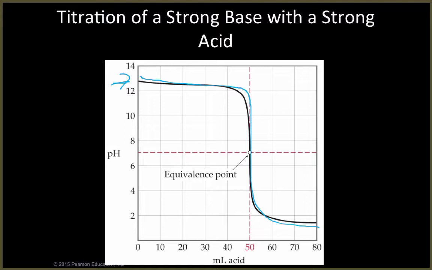So this is still characteristic of a strong and strong titration. This one's a strong base with a strong acid, but with strong and strong, you're going to get this characteristic S shape. Notice also the equivalence point is still at 7, and that's going to be true of the strong base, strong acid titration.